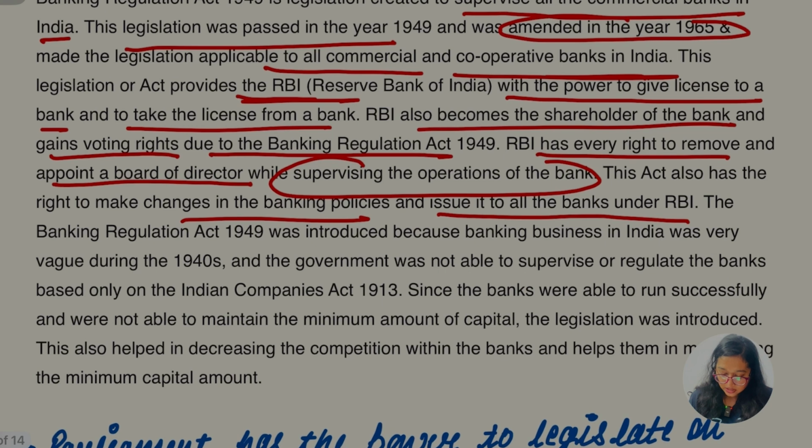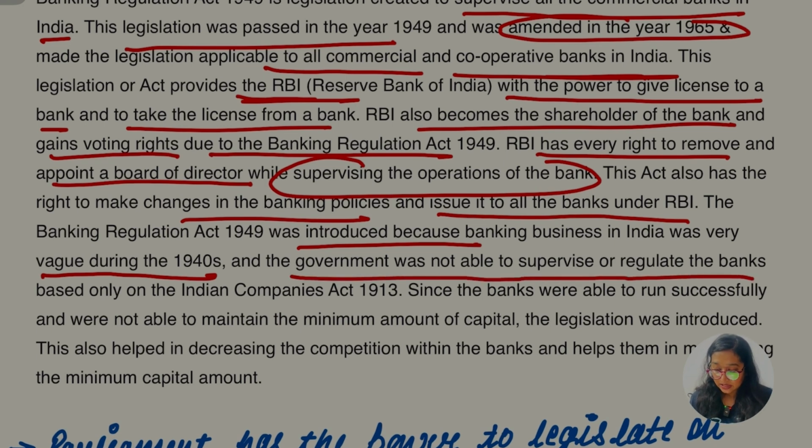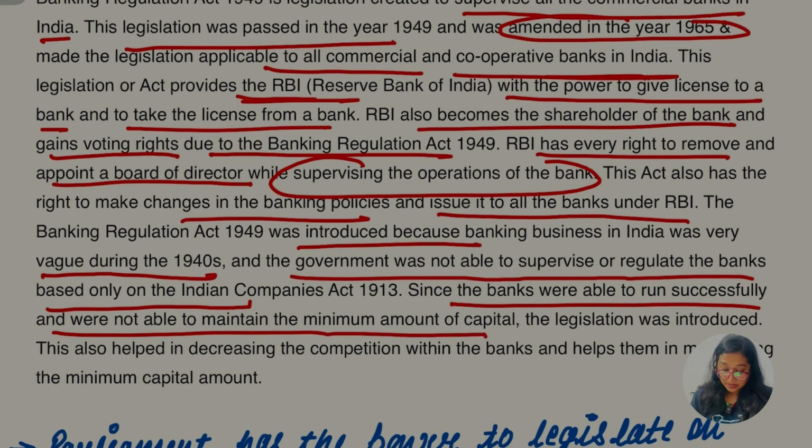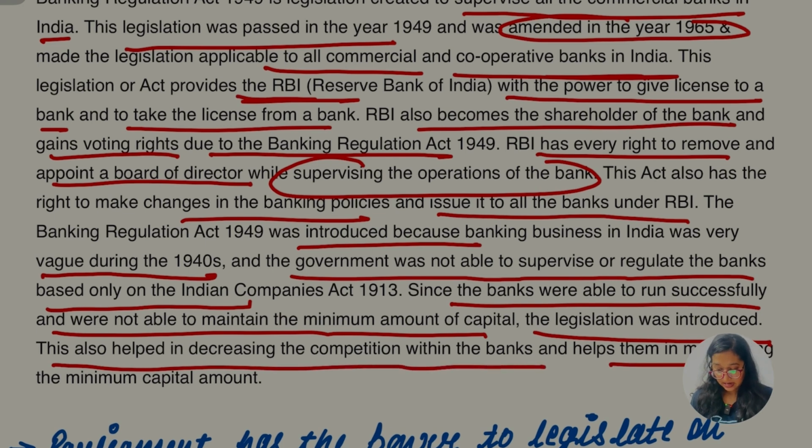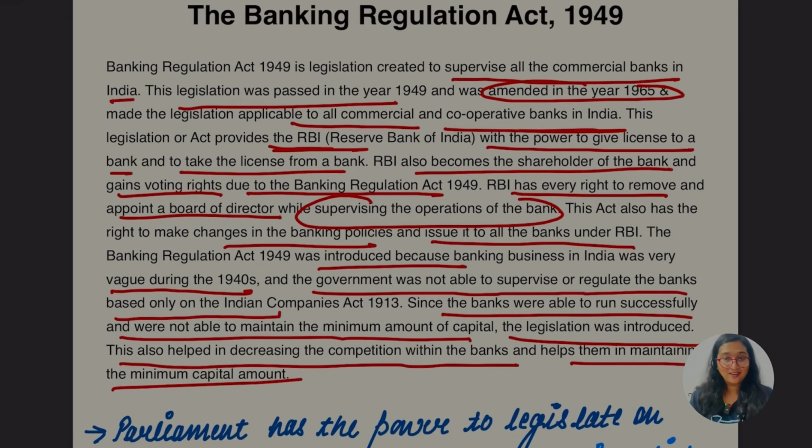The Banking Regulation Act 1949 was introduced because banking business in India was very vague during the 1940s, and the government was not able to supervise or regulate the banks based only on the Indian Companies Act 1913. Since the banks were not able to maintain the minimum amount of capital, the legislation was introduced. This also helped in decreasing competition within the banks and helped them maintain the minimum capital amount. So this was a little introduction to the banking sector and the Banking Regulation Act 1949.